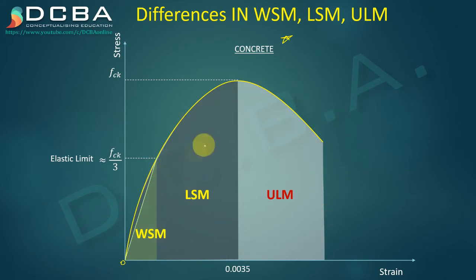But in the ultimate load method we are basically considering the entire strain energy. But care is to be taken that in the ultimate load method we do apply a factor of safety. So it is not that we are fully stressing the concrete, we are keeping some factor of safety, but in terms of its stress strain curve we are utilizing it completely.